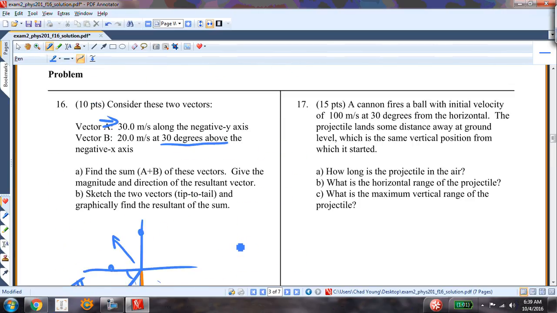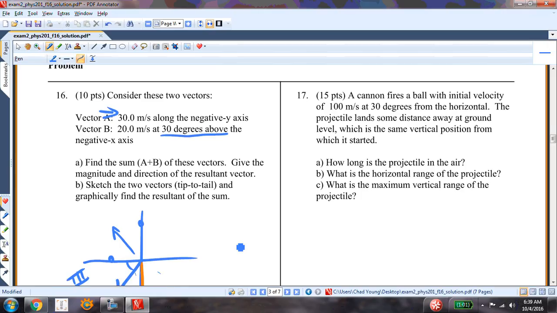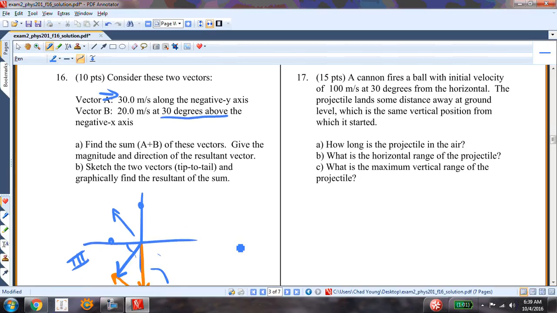All right, let's look at this next one. A cannon fires a ball with initial velocity at 100 meters per second from 30 degrees from the horizontal, lands some distance away. How long is it in the air? What is the horizontal range and the maximum vertical range?